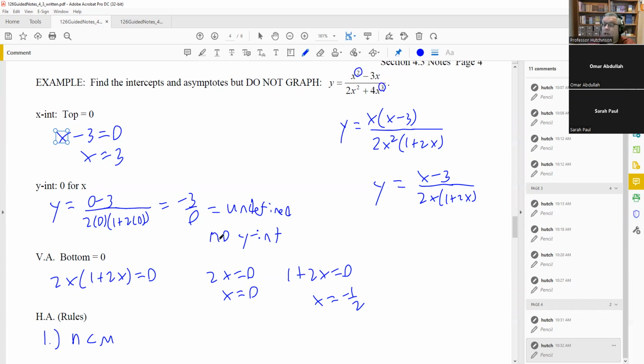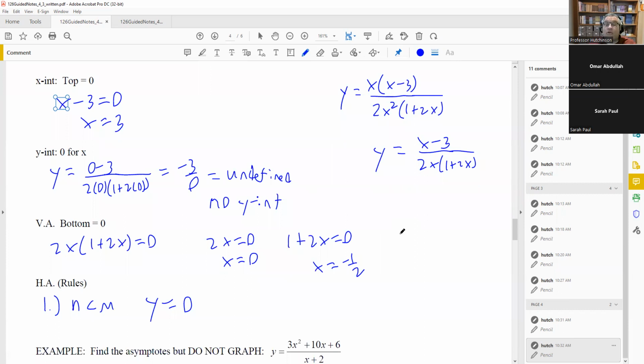So a 2 and a 3, that means you're using rule number 1. Highest power on top is less than the highest power on the bottom. When that happens, automatically we just put down y equals 0 for the horizontal asymptote. There's nothing to work out. There's no work to show. You can just put down y equals 0 because of those powers. So we have that, and that's going to be it.